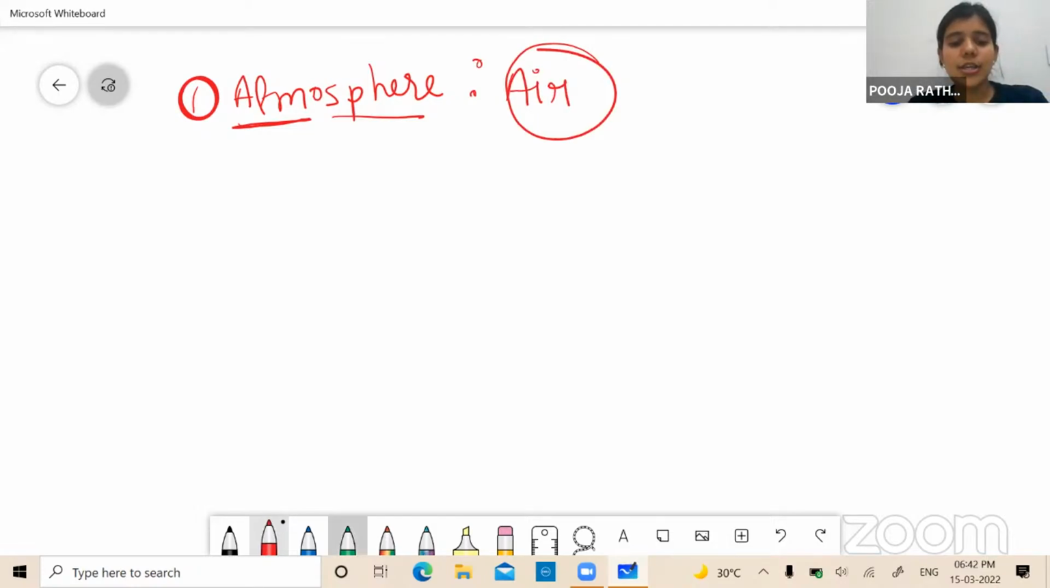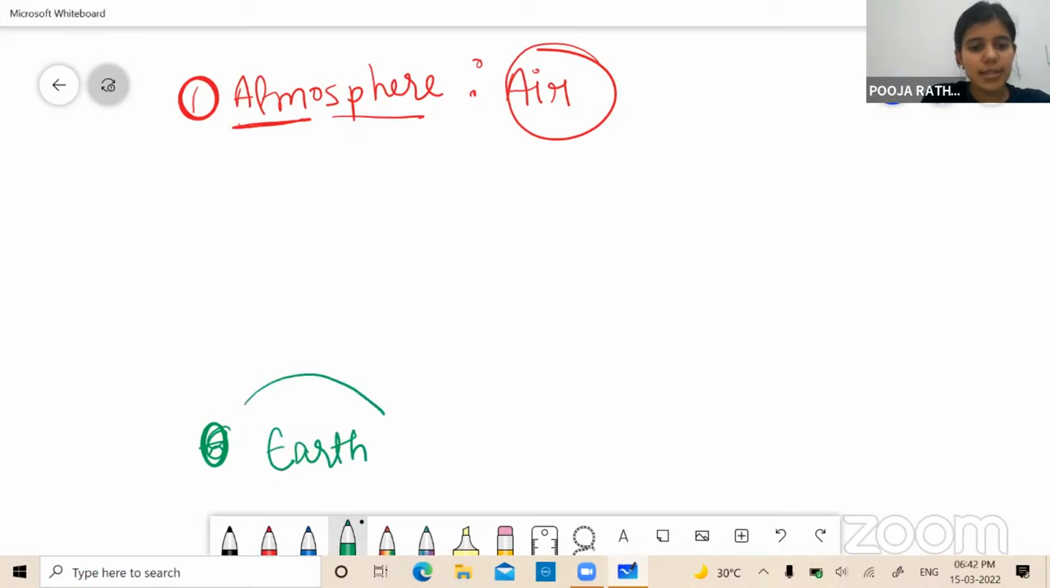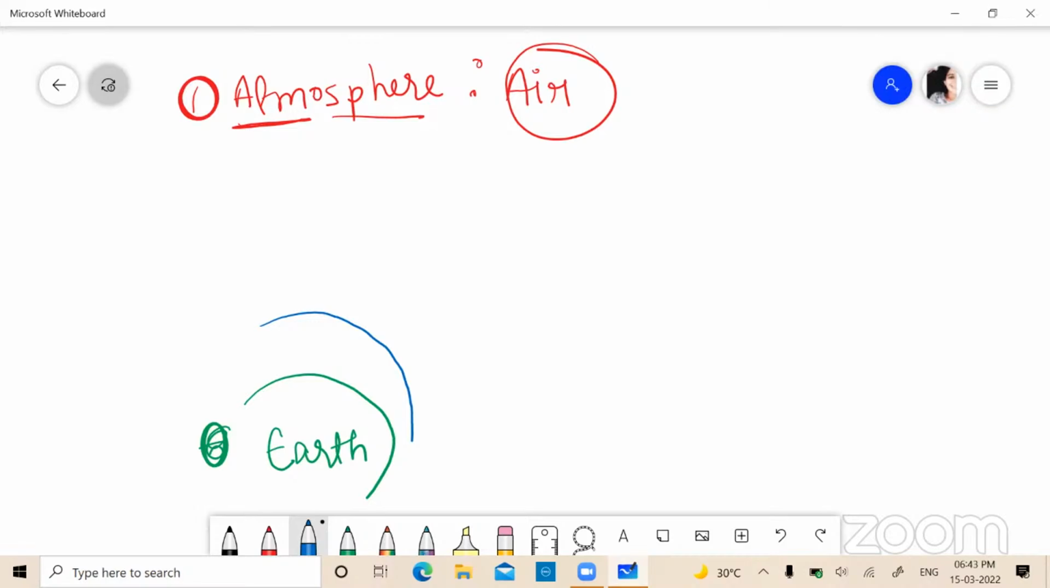Now on Earth, we have different layers of atmosphere. Atmosphere is divided into different layers. Like this is our Earth. Sorry, I made a circle here. This is our Earth, like this. And above Earth, the first layer of atmosphere is, can anyone name that first layer? First layer of atmosphere. Okay, no one knows. Okay, I will tell.